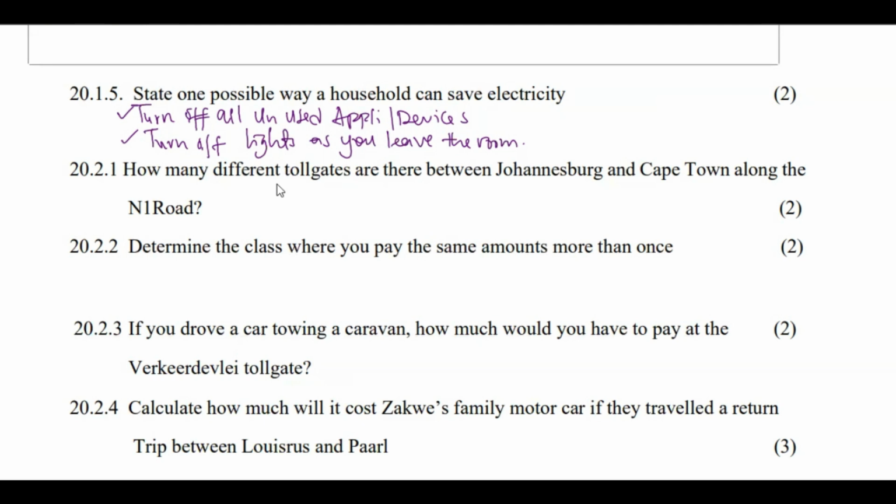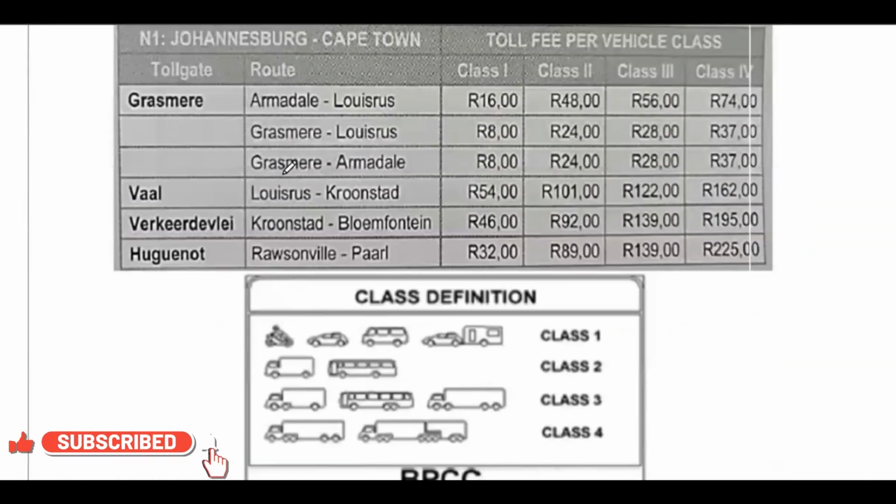Okay. How many different toll gates are in between Johannesburg and Cape Town along the N1? So we have, how many are they? These are the routes where the toll gates are. 1, 2, 3, 4.